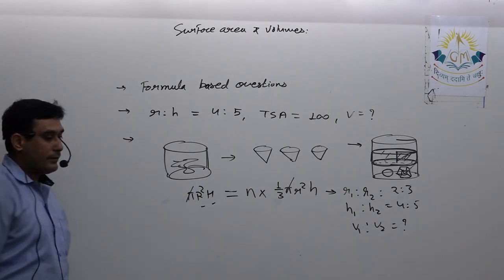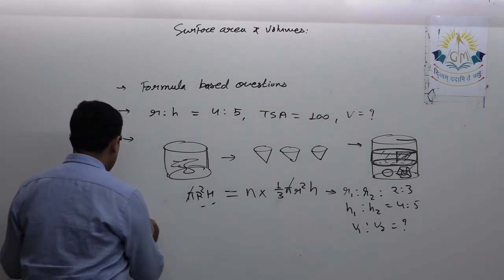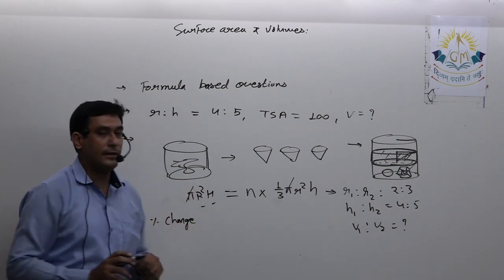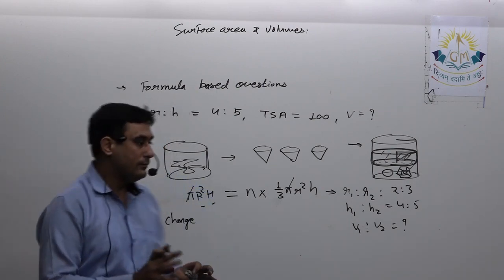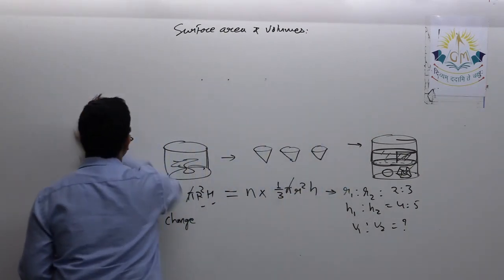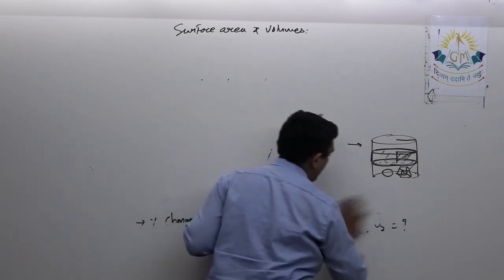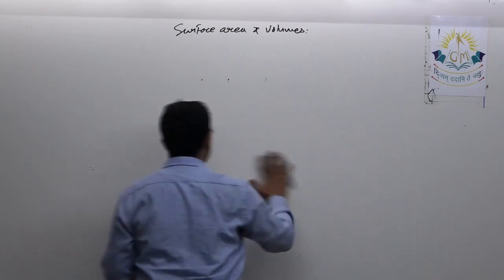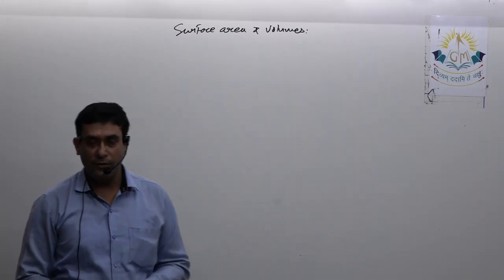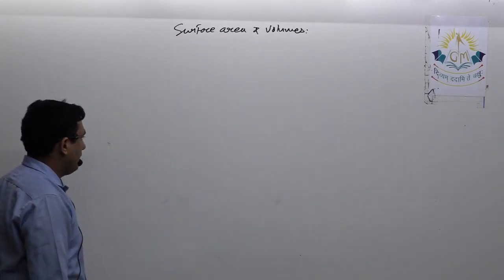Now the next type of question that is generally asked is percentage change, or percentage increase or percentage decrease. For example, it is given that the radius of a cylinder is increased by 10%. Find the percentage change in its volume, or find the percentage change in its total surface area or curved surface area. So these types of questions are generally asked.